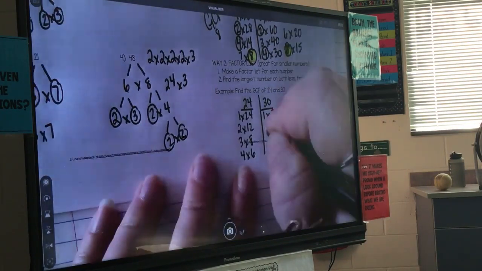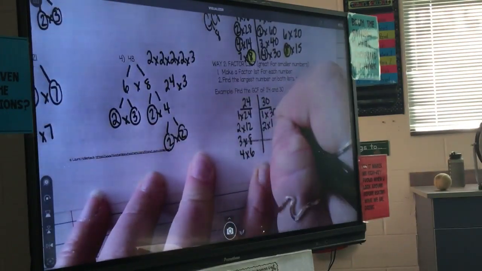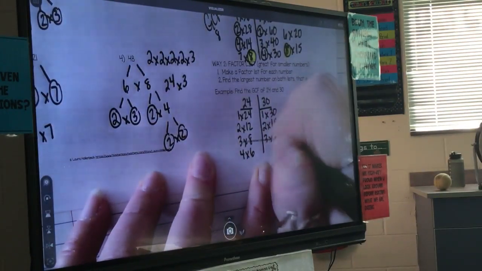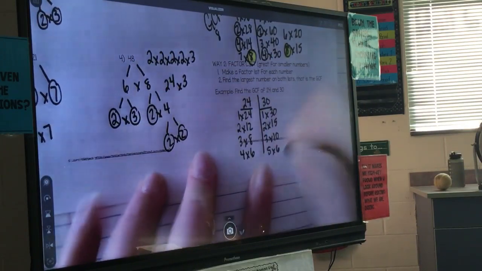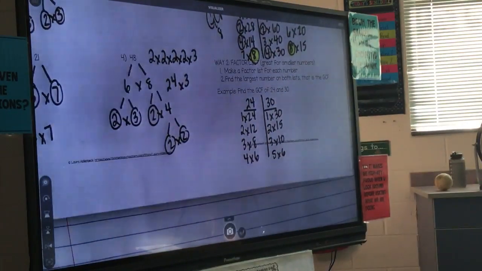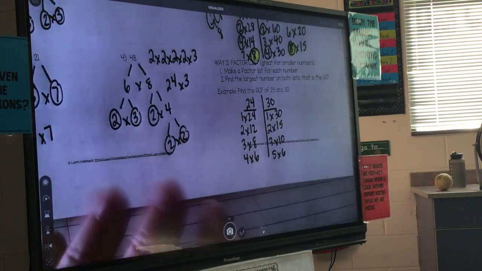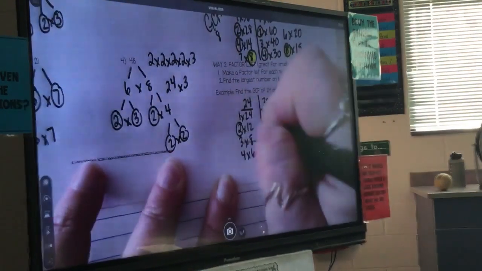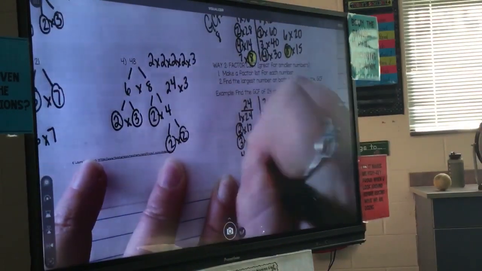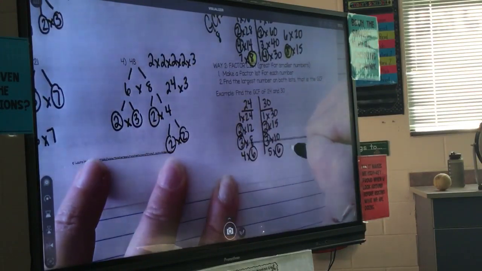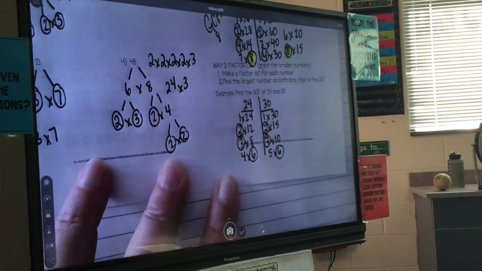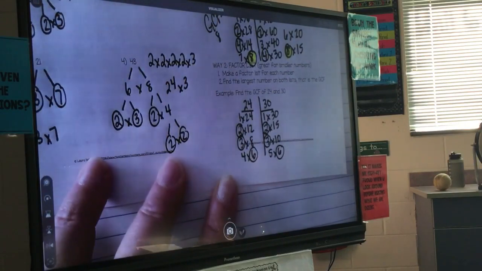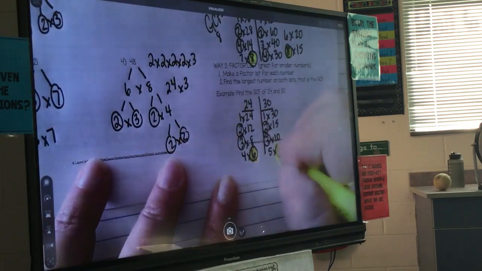Ansley. 1 times 30, 2 times 15, 3 times 10, 5 times 6. Why doesn't 4 work, Ansley? It doesn't go in evenly. Okay. And then why do we stop at 5 times 6? All right, so then we're going to circle all the ones that are the same. Did I miss one? 2, 3, and 6. Is that what you guys came up with? Okay, and then your GCF should be 6.